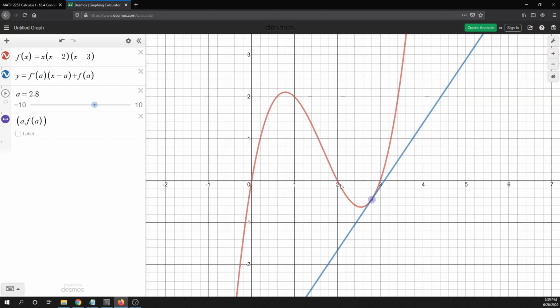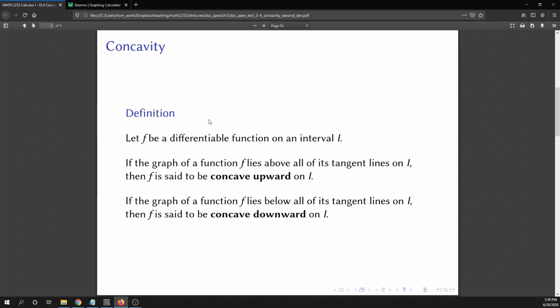So you'll notice where it's concave up, it kind of bends upward a little bit, although that's not a precise definition at all. But you can see also that it's above the blue tangent line. All right, going back here, if the graph of a function f lies below all of its tangent lines on I, then f is said to be concave downward on I, or concave down.